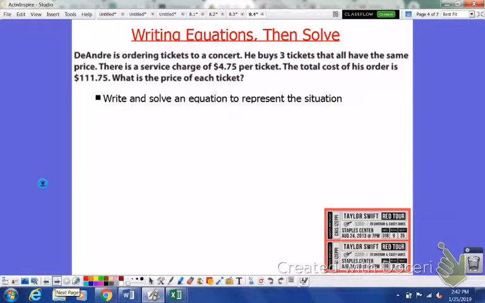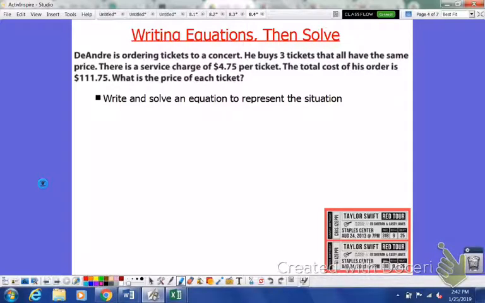So write an equation, then solve. DeAndre is ordering tickets to a concert. He buys 3 tickets that all have the same price. There's a service charge of $4.75 per ticket. The total cost of his order is $111.75. What is the price of each ticket? We want to write and solve an equation to represent the situation.